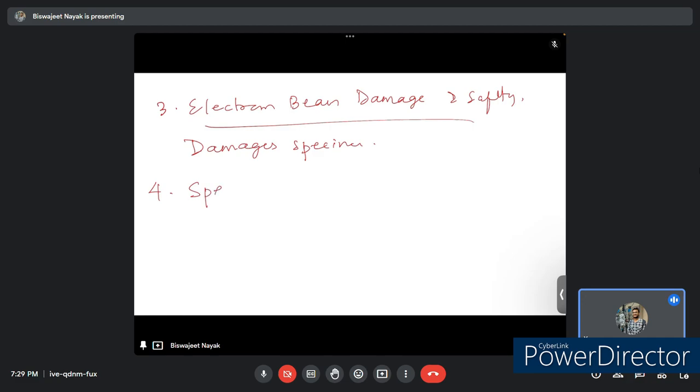The fourth limitation is specimen preparation. It is a very important step in TEM. We have to prepare the sample in a certain manner, otherwise it is not possible to get correct observations about our specimen. So our specimen has to be thin if we want to get any information using transmitted electrons. When we say thin, it means the electron should feel that the sample is transparent with respect to its energy, if you may say.